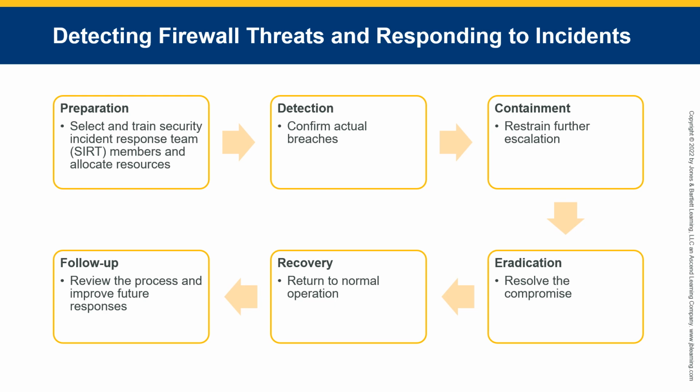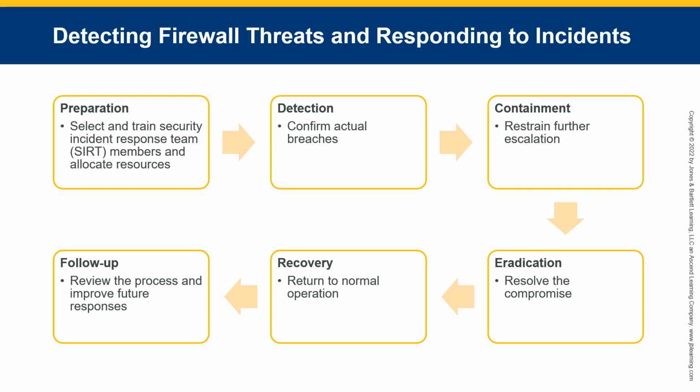So here's a flow chart of doing that. In case something goes on, you want to make sure everyone's prepared for when it does happen, because it will happen. So you train your security incident response team, and you allocate the resources for that. If there is a breach, you have to detect that actual breach. The next step is containment, so you make sure that the breach doesn't get any further than what it has.